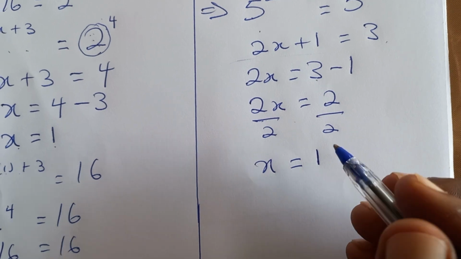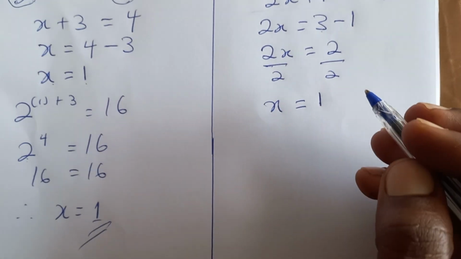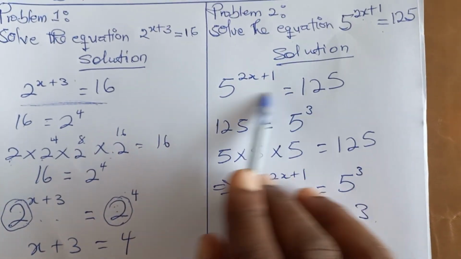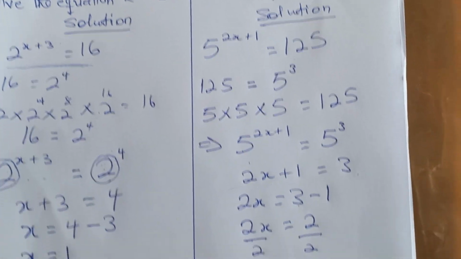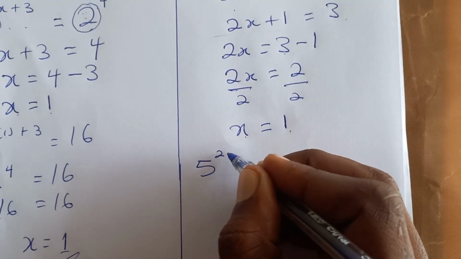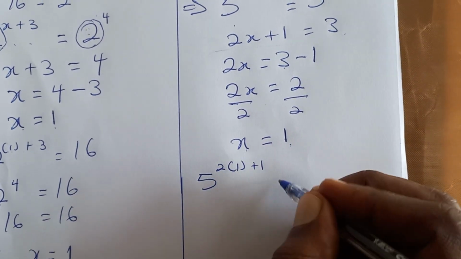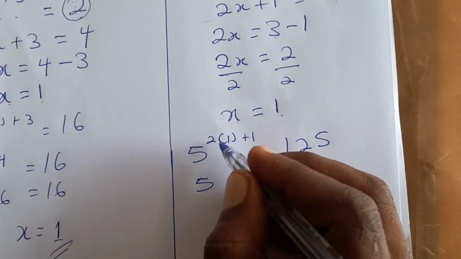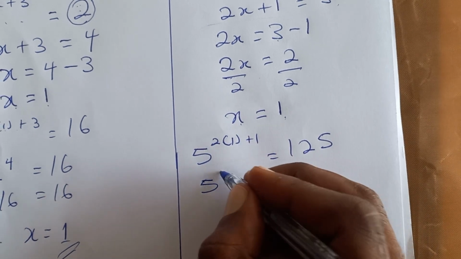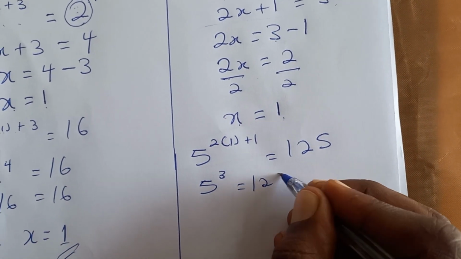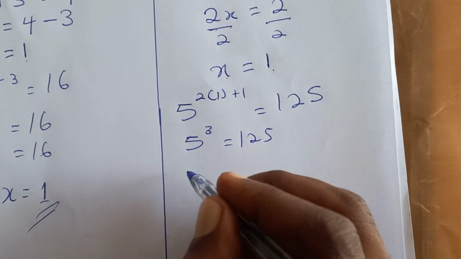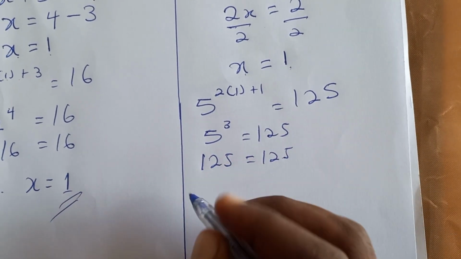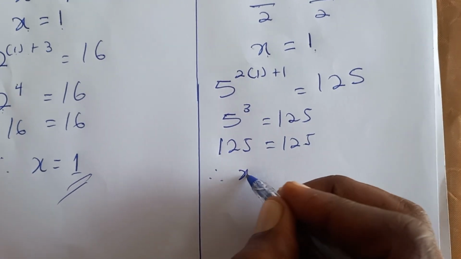Now let's do the testing and see if our solution is true. We put x is equal to 1 into our original equation. So 5 exponent 2 times 1 plus 1 is equal to 125. 2 times 1 is 2, and 2 plus 1 is 3. So 5 exponent 3 is the same as 125, which is equal to 125. Therefore, it's true that our x is 1.